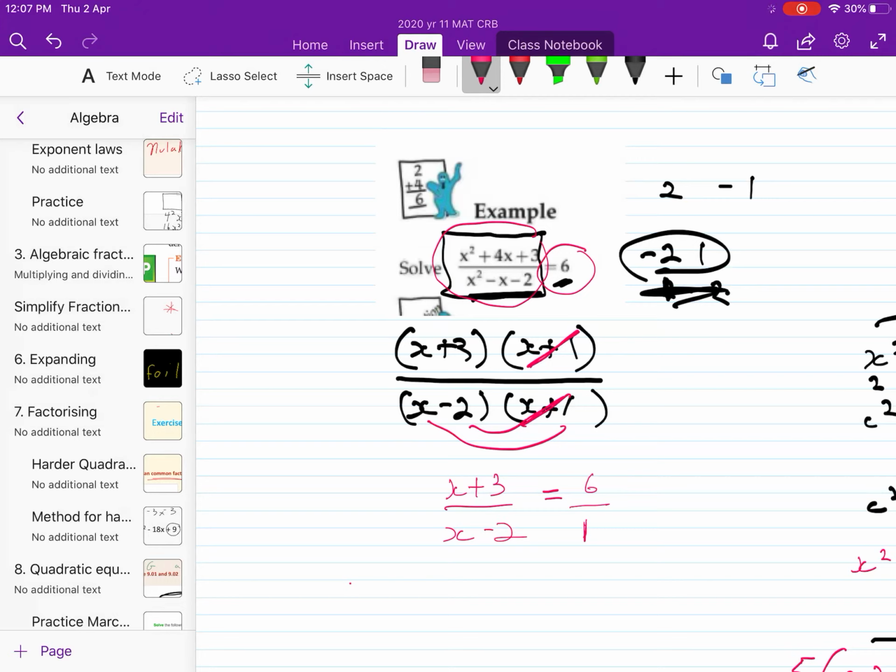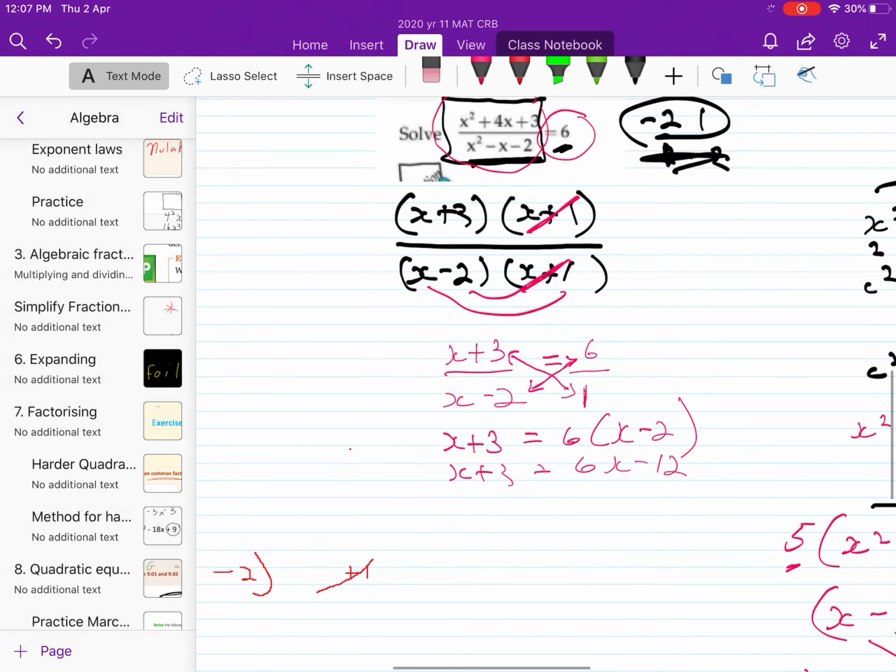Now, guess what I can do at this point? This is not the only way you can do this, but I can cross multiply. So I can go this diagonal here, 1 times x plus 3, which is just x plus 3. Put the equal sign in, and then I've got this diagonal, which is 6 times x minus 2. So I've got x plus 3 is equal to 6x minus 12.